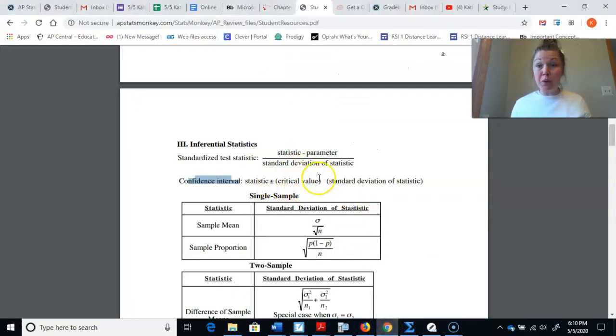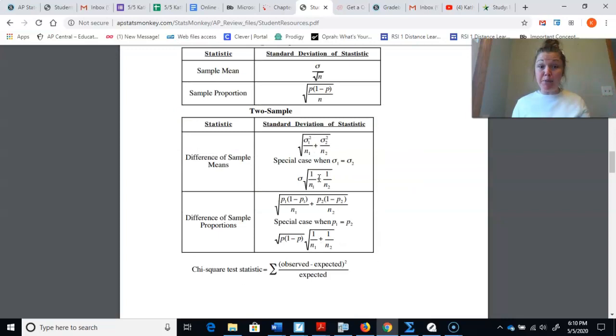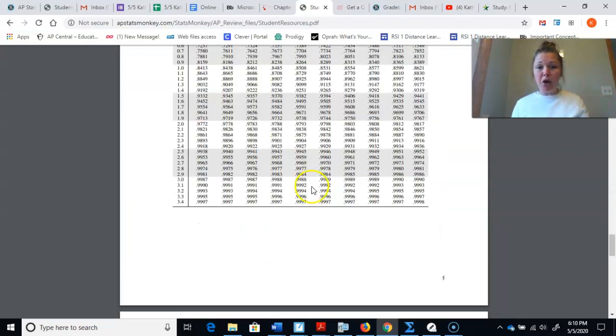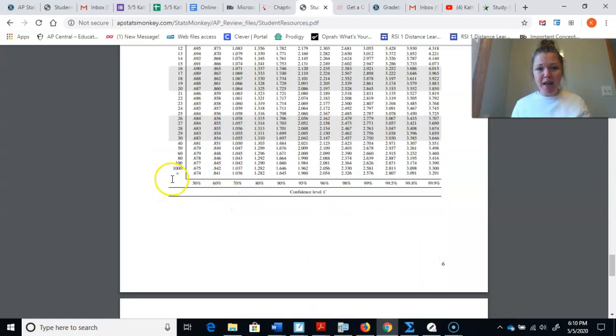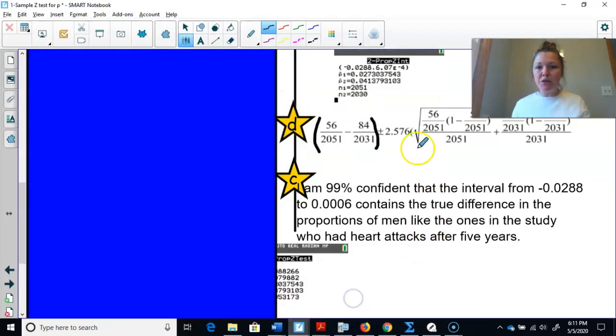Plus or minus the critical value. Now we're doing a 99% confidence interval. So I'm going to go where my critical values are. And that's right here in table B. I go to that where it says infinity here. I go to 99%, go up, 2.576. That's where this value comes from.